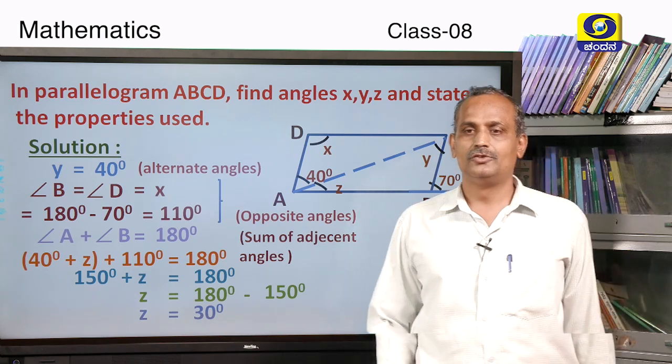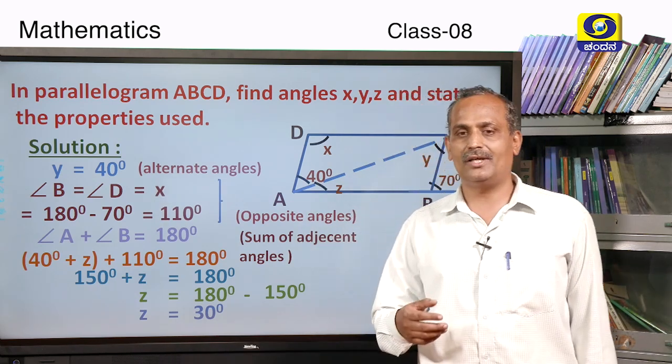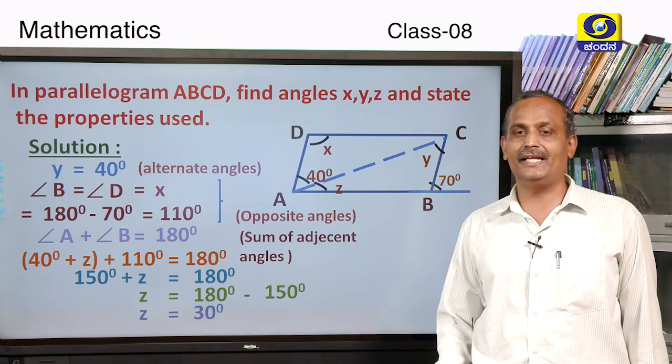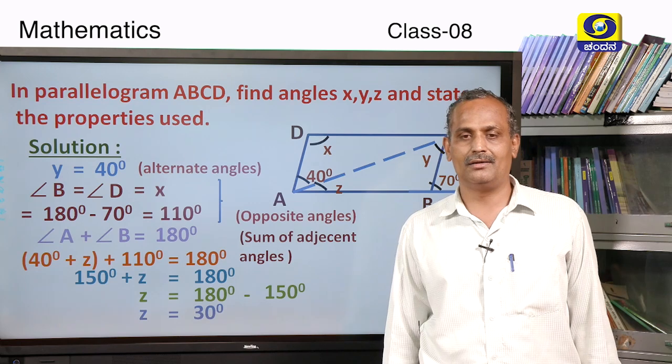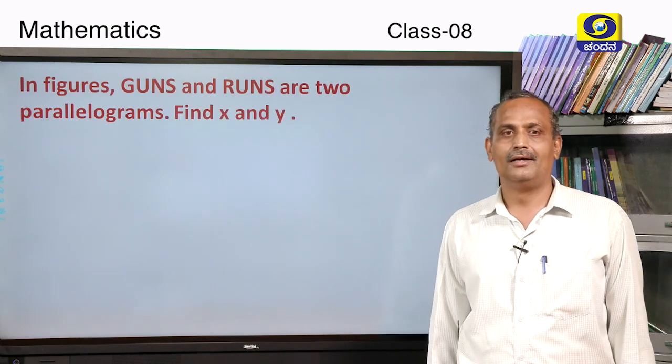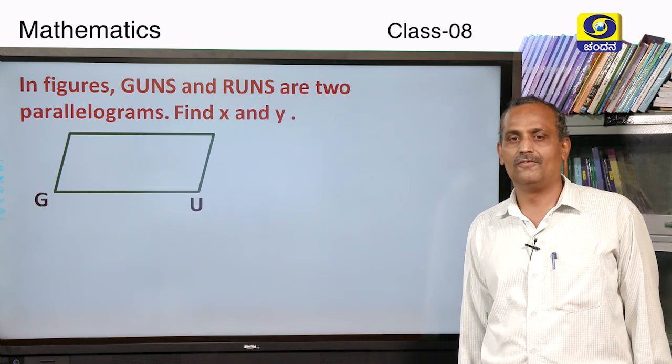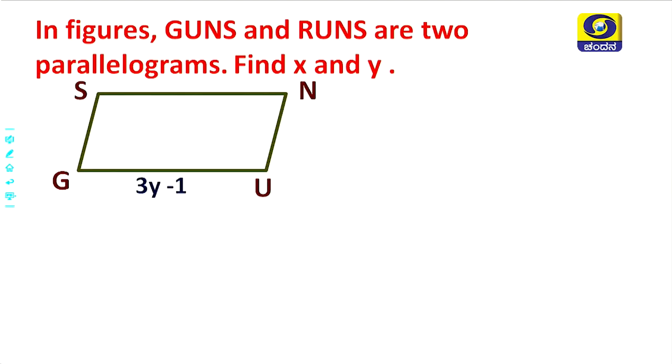Dear students, solve this problem along with me so that you can easily understand. Note down whatever I am discussing, note down the properties, recall the properties of parallelogram here. So, let us move further. In the figure, GUNS and RUNS are two parallelograms, find x and y. GUNS is a parallelogram, one side measures 3y minus 1 and SN measures 26 and SG measures 3x and NU measures 18 units.